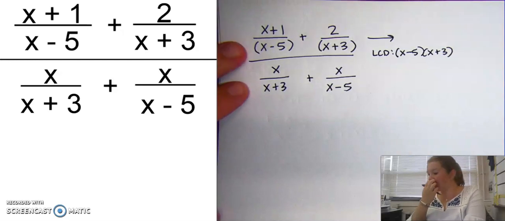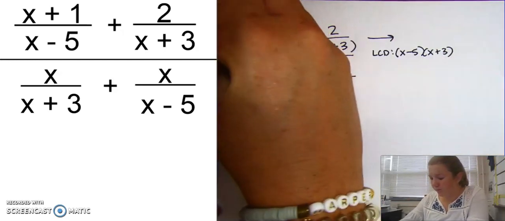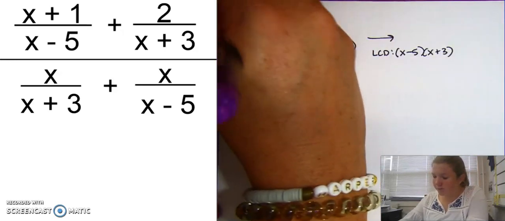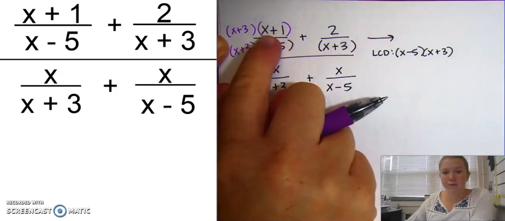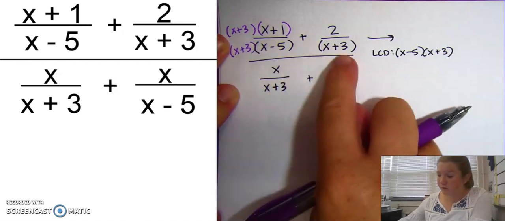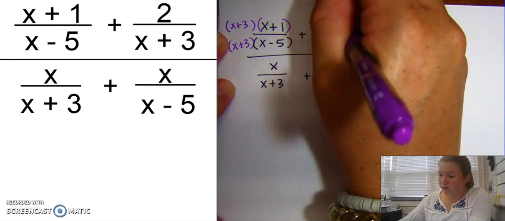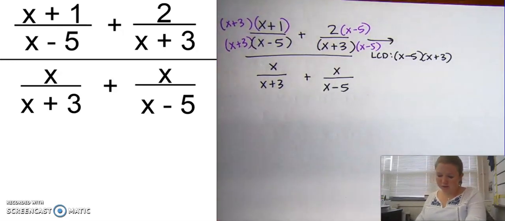So the first fraction, to fix it, we'll need an x plus 3. Whatever I do to the bottom, I'll also have to do to the top to keep this equivalent. And I go ahead and put parentheses around this binomial to remind myself I'm going to have to FOIL this out eventually. The second fraction, I'm going to need an x minus 5 on the bottom, so also give that to the numerator. And let's just go ahead and clean this up while we're here.